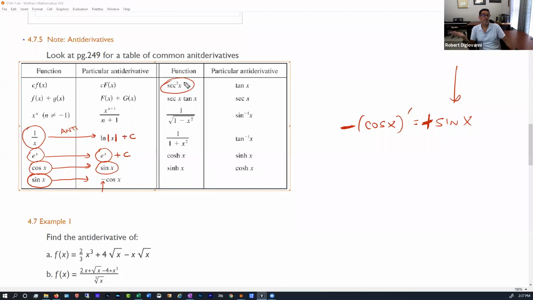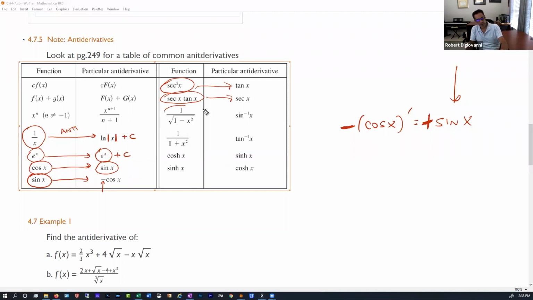We know that the antiderivative of secant squared is tangent. Why do we know that? Because in Cal 1, we learned that the derivative of tangent is secant squared. That's why we know that. The antiderivative of secant tangent is secant. Why do we know that? Because the derivative of secant is secant tangent from Cal 1.